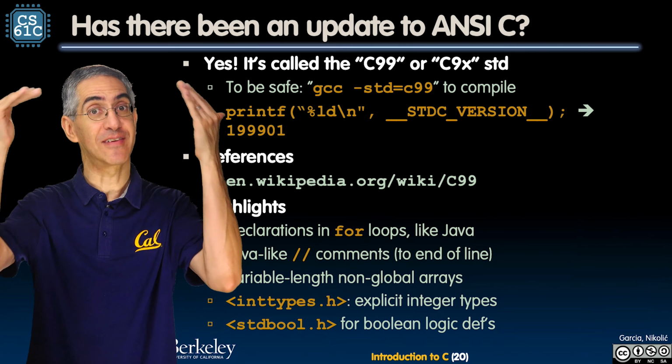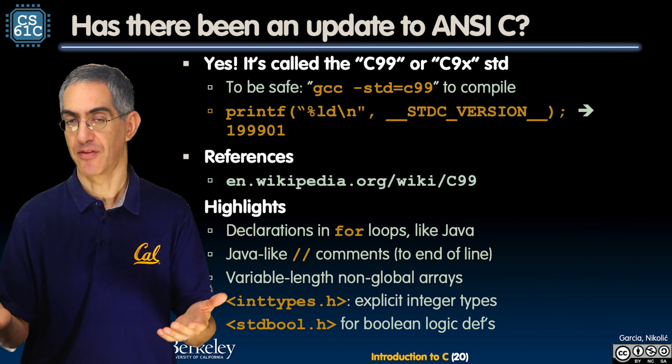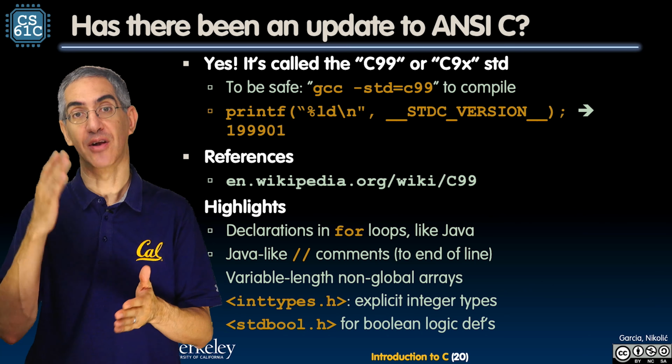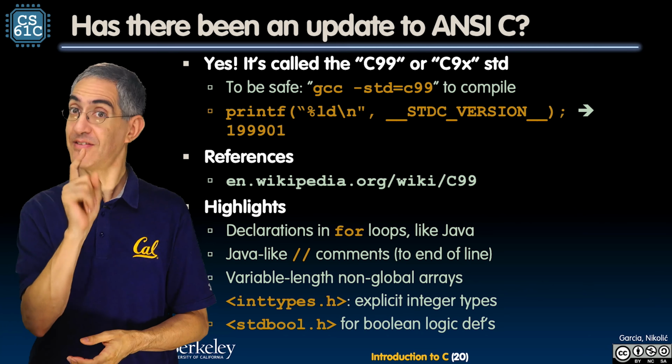You had to have declarations at the top. Now you can have declarations anywhere, thanks to C99. Java-like comments we talked about. This is a big deal.